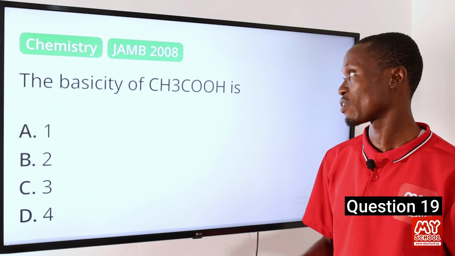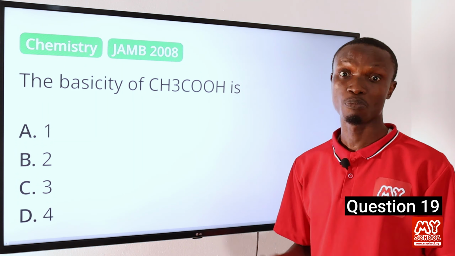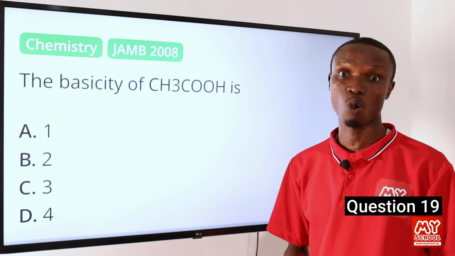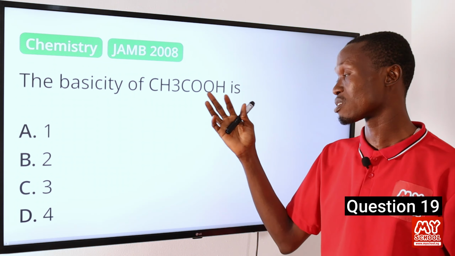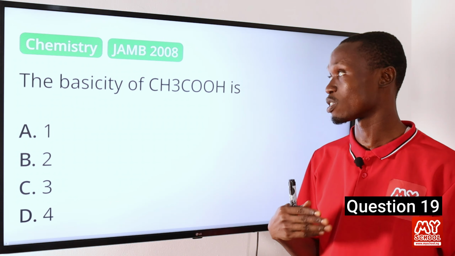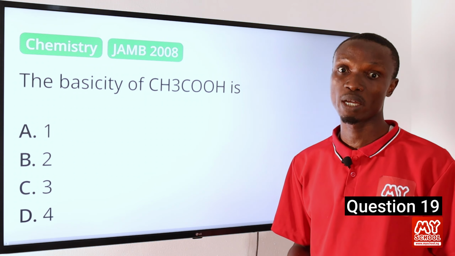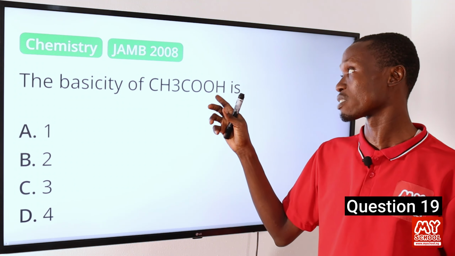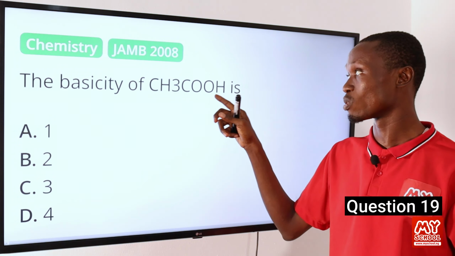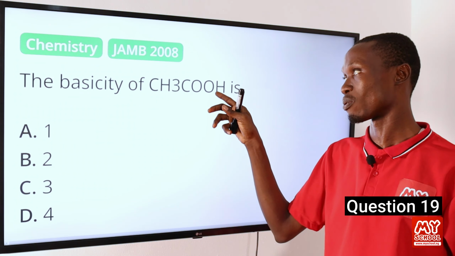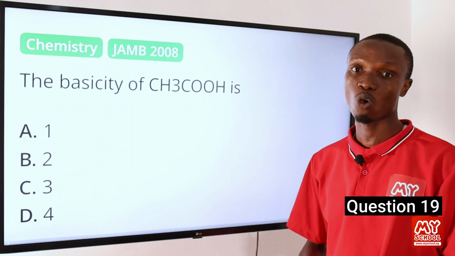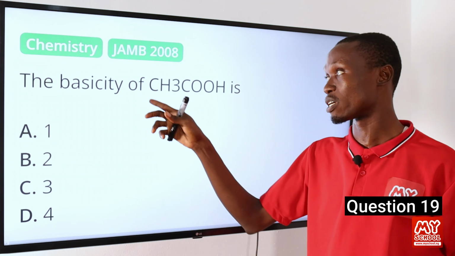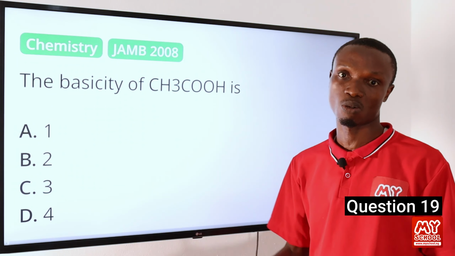The basicity of ethanoic acid is dash. The basicity of an acid simply means the number of replaceable hydrogen atoms in one molecule of that acid. So the basicity of ethanoic acid is 1. The reason is because it is a weak acid, so when it ionizes in water, you only have one hydrogen ion. The hydrogen that is replaceable here is the one attached to the carboxyl part of this compound, while the 3 hydrogens here are non-ionizable and not replaceable, because they are covalently bonded to the carbon atom. So that makes option A the correct answer to this question.